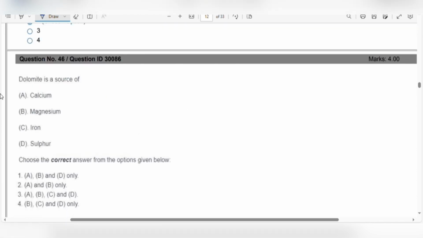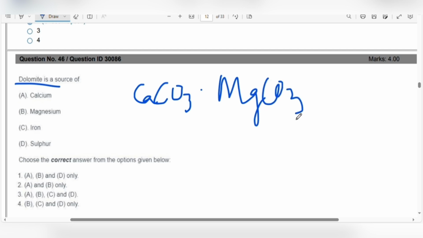Dolomite is the source of another straight question from pedology. You cannot get a question that is more straight than this. They're directly asking, dolomite is the source of. You just have to know the formula of dolomite, and I think all of you know that. That is CaCO3 and MgCO3. This is the formula of dolomite.